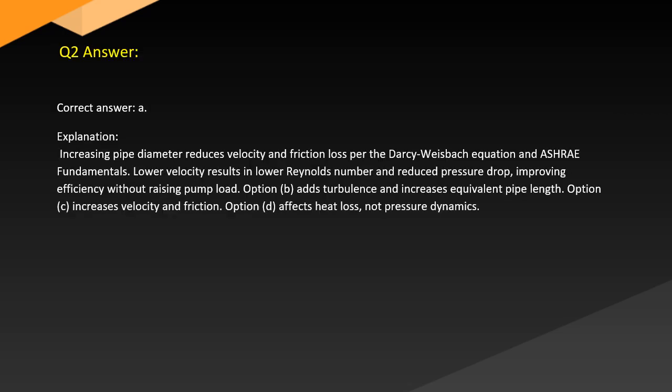Answer. Correct answer A. Explanation. Increasing pipe diameter reduces velocity and friction loss per the Darcy-Weisbach equation and ASHRAE fundamentals. Low velocity results in low Reynolds number and reduced pressure drop, improving efficiency without raising pump load. Option B adds turbulence and increases equivalent pipe length. Option C increases velocity and friction. Option D affects heat loss, not pressure dynamics.